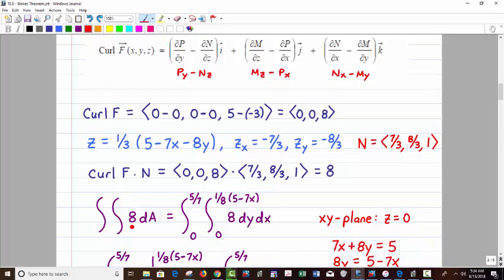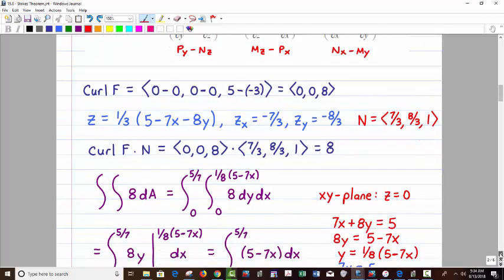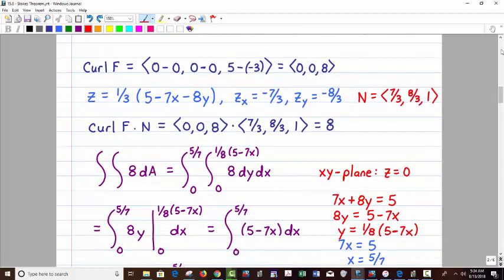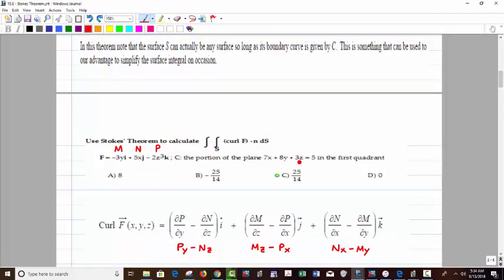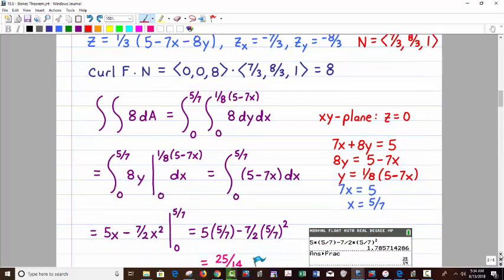But now we have to get our limits of integration. Now there'll be no need for this one to be polar. This will be just x and y. So we go up here. And in the xy plane, we know that z equals 0. So from this equation, we can just zero out the z right here. And you're left with 7x plus 8y equals 5. Now, if you want to solve for x in terms of y here, that just means you're going to go dx, dy. I'm just going y in terms of x, so therefore my order of integration will be dy, dx.